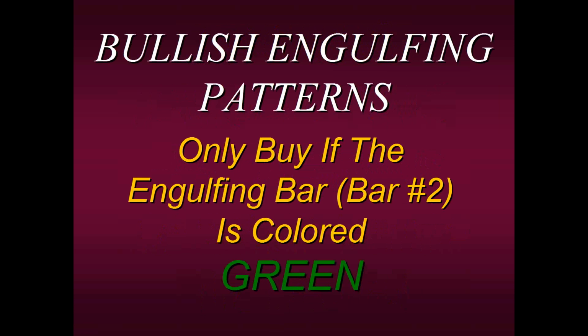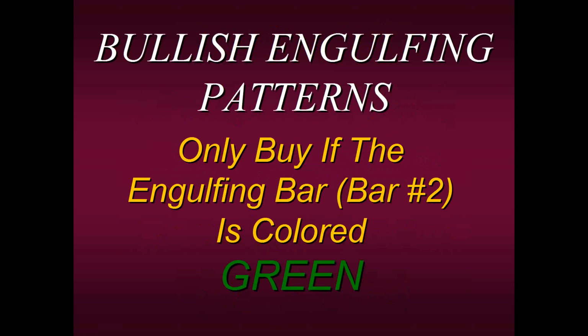So here's the technique I'm going to be sharing with you today for bullish engulfing patterns. You're only going to buy a bullish engulfing pattern if the engulfing bar, which is bar number 2, is colored green. That's it. See, trading is really simple. You don't have to overcomplicate things when you have the right tools and when you have the right methods. So if you see a bullish engulfing pattern, apply the PET-D. If bar number 2 is green, all you need is bar number 2 to be green, then that's a highly consistent setup.